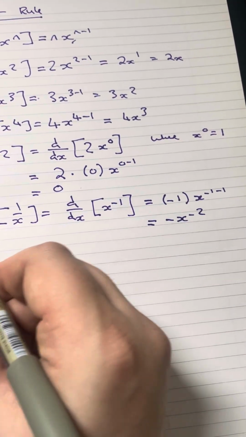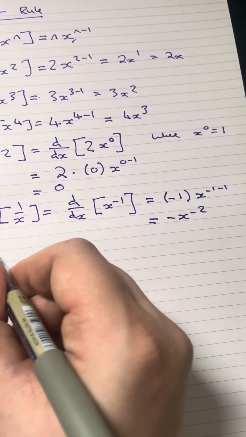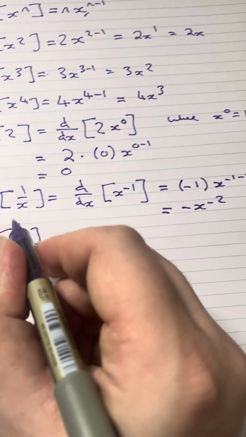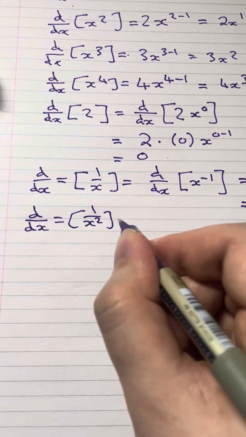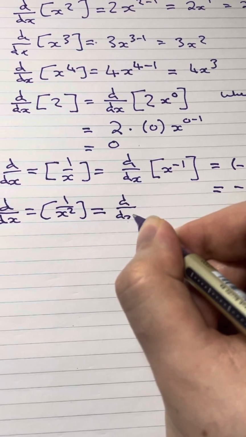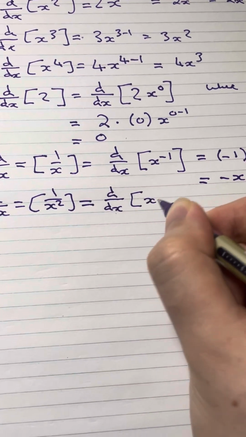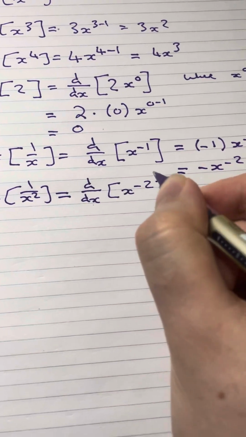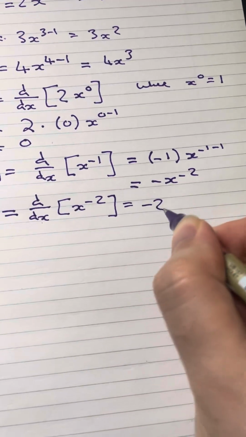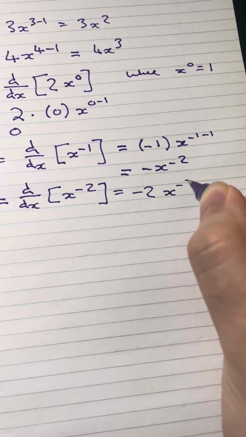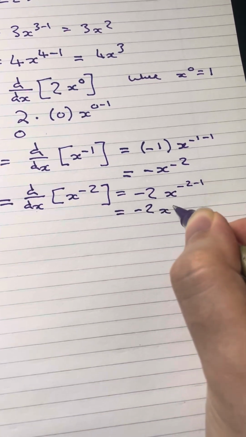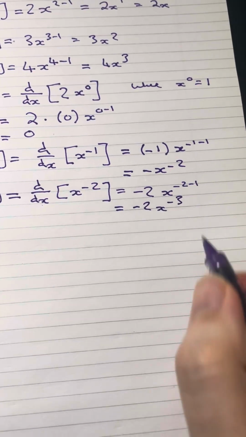We can do another example, d dx of 1 over x squared. This is equivalent to saying x to the minus 2, which is the way of writing it, which equals minus 2x to the minus 2 minus 1, which equals minus 2x to the minus 3.